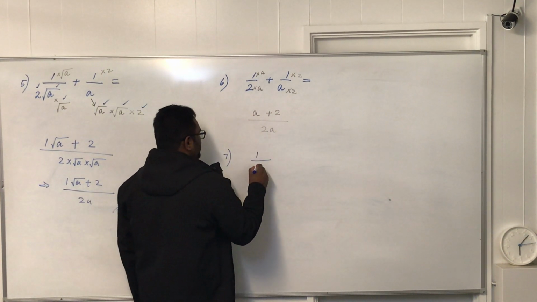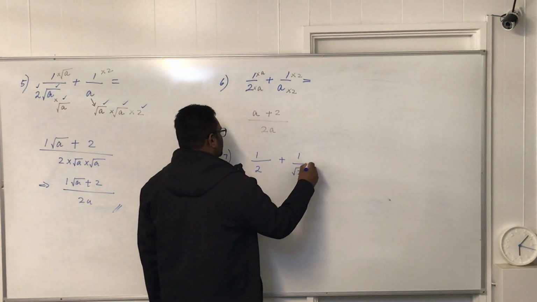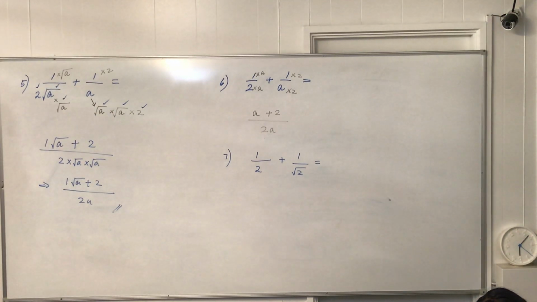1 divided by 2 plus 1 divided by square root 2. Very easy question again. Jesse, attempt that.